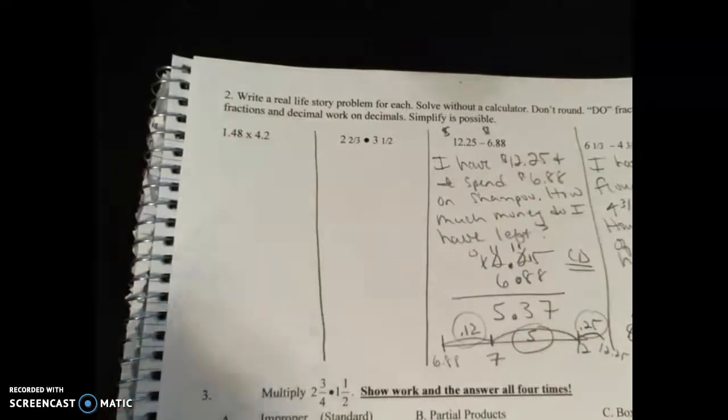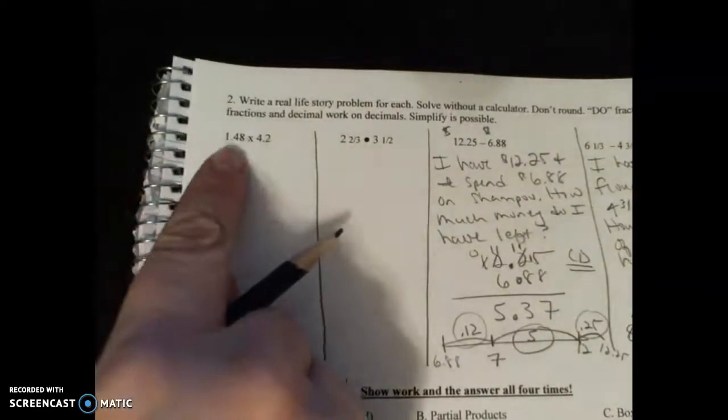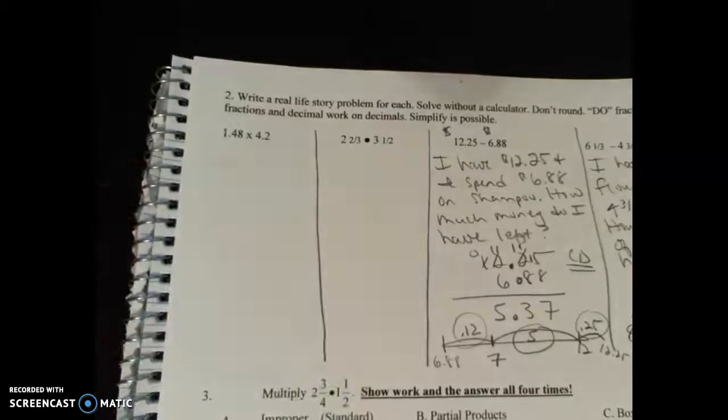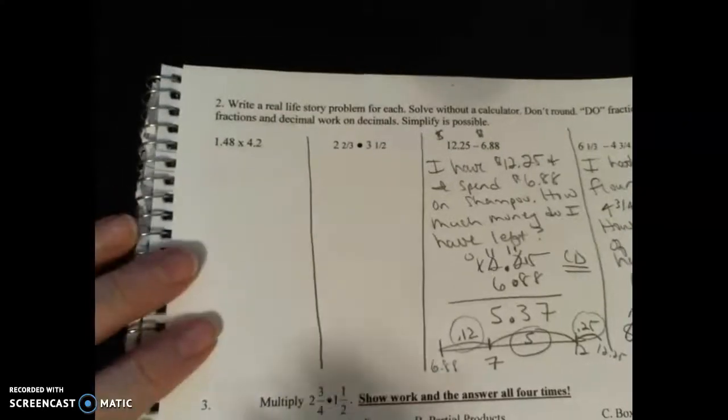All right, here, again, multiplying is usually groups. It can be area. So you could do, I have 1.48 yards by 4.2 yards. How many square yards is that? Something like that. But it also can be pounds and money and things like that.